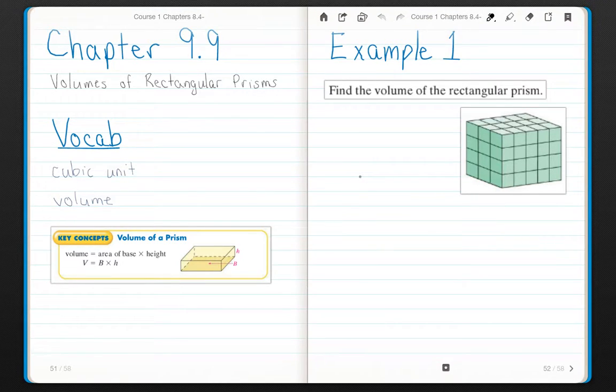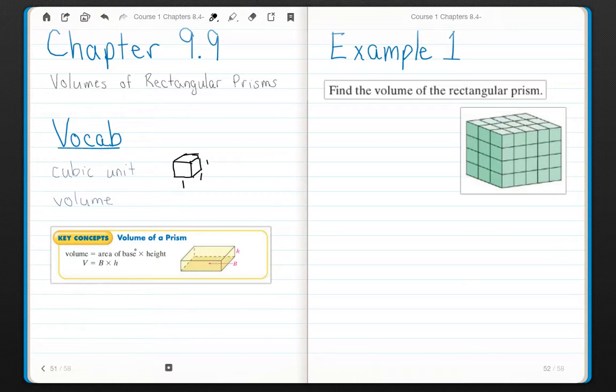Chapter 9.9, Volumes of Rectangular Prisms. So a cubic unit is the amount of space in a cube that measures 1 unit long by 1 unit wide by 1 unit high. So it could be 1 centimeter by 1 centimeter by 1 centimeter, 1 inch by 1 inch by 1 inch, a foot by a foot by a foot. As long as it's 1 by 1 by 1, that is 1 cubic unit.